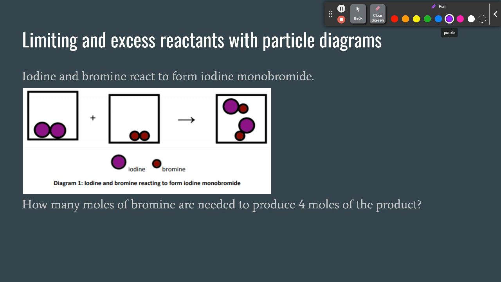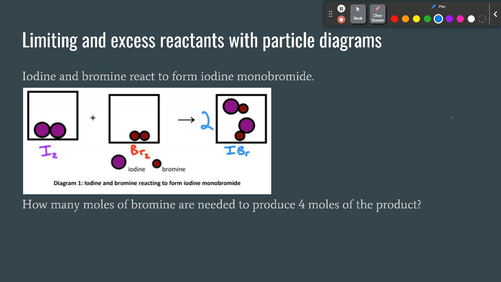Again, we know that this one is our iodine. It's I2. We know that our second one is our bromine. That's Br2. And our final compound, our product, is going to be IBr, or iodine monobromide. Now it's asking how many moles of bromine are needed to produce 4 moles of the product. Well, we start with 2 moles of product here, if we are doubling the moles that we have. Remember, we start with 2 moles of product, or 2 IBrs.